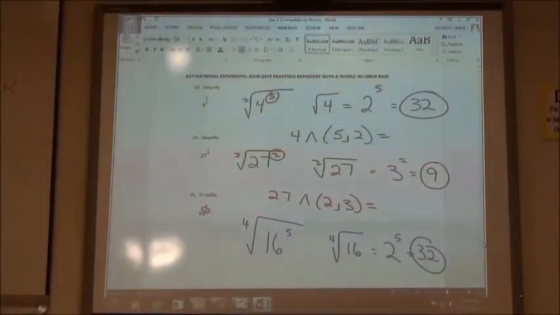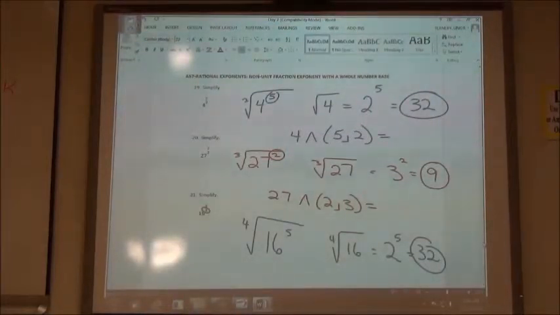2 to the 5th is 32. 2 to the 4th is 16. 3 to the 4th. You know how to do 3 to the 4th on your calculator? 3 caret 4? Yep. 81. What's 4 to the 4th power? 256. See, I'm already getting a pretty big number, so I probably can quit with that list.